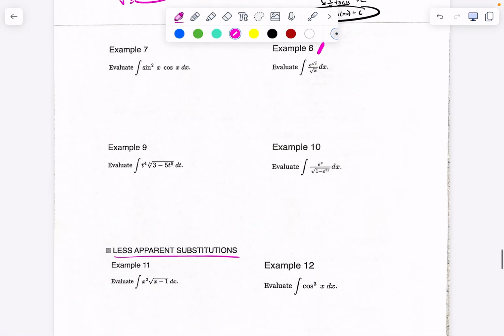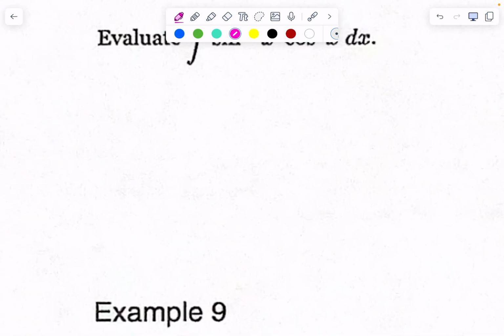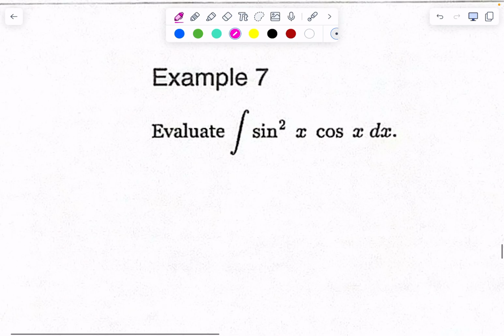We are on the back side of the notes. We are doing 7 through 12. Hopefully these go fast. And here we go, jumping right in. We're doing u substitution, so we've got to set u equal to something.